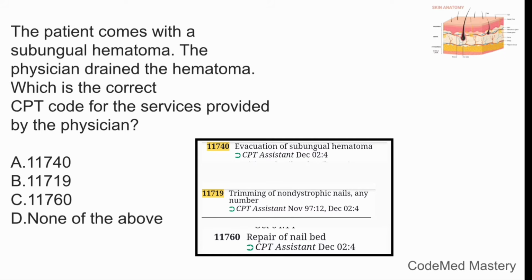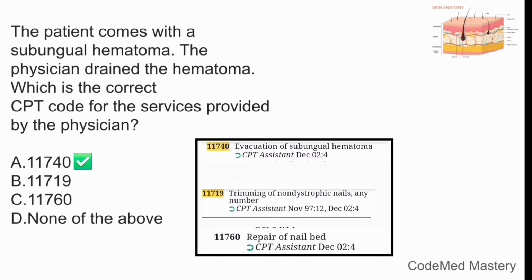Let us read the question. The patient comes with the subungual hematoma. The physician drained the hematoma. So, they are asking what is the correct CPT code for the service provided by the physician, that is draining the hematoma. So, what is the right answer? It is simple. The right answer is option A 11740, which is for evacuation of subungual hematoma.